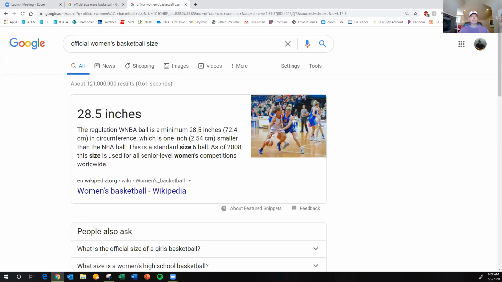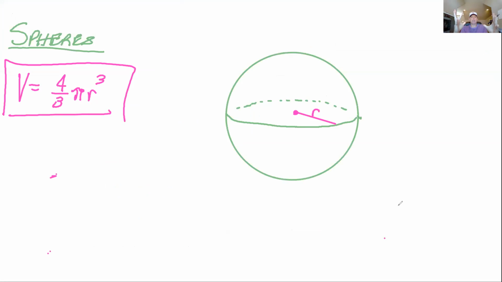So of course that leads me to wonder, what's the difference in the volume? That's where the physical size comes in. What's the difference in the volume of a men's ball versus a women's ball? So we'll do men over here, and we'll do women over here.